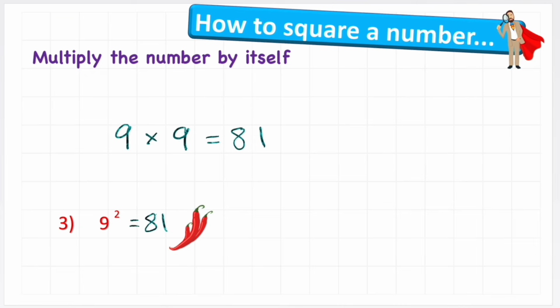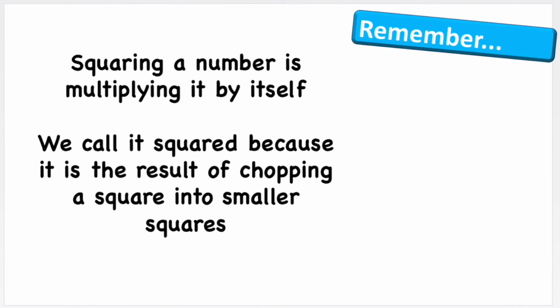And if I was to take the time and build up my big square, we would be able to prove that. Okay, so what do we need to remember about how to square a number? Squaring a number is multiplying it by itself. And also, we call it squared because it is the result of chopping a square into those smaller squares.